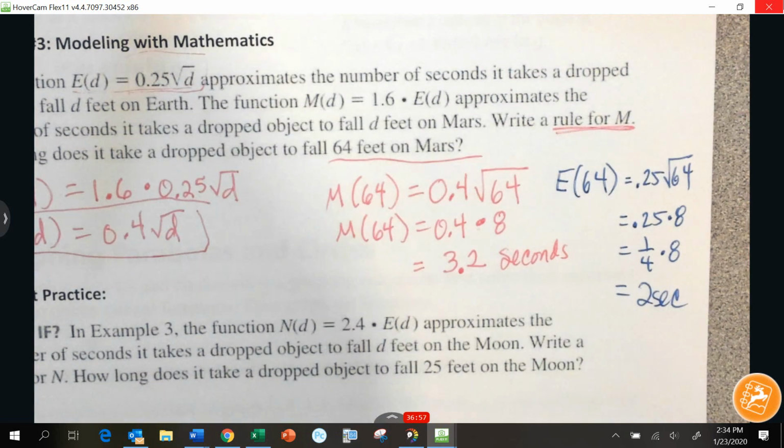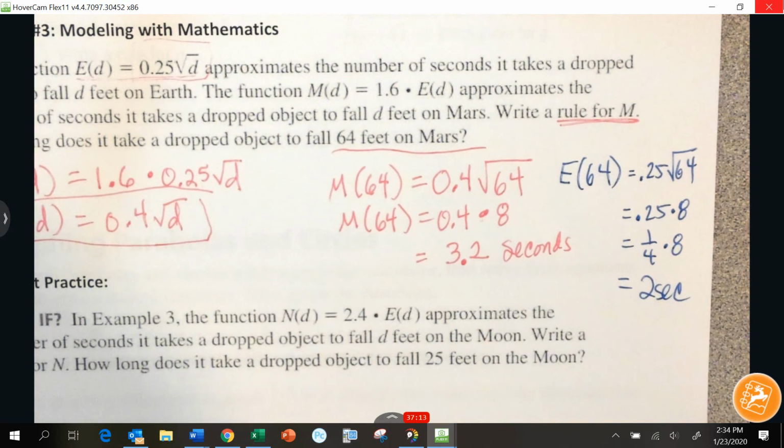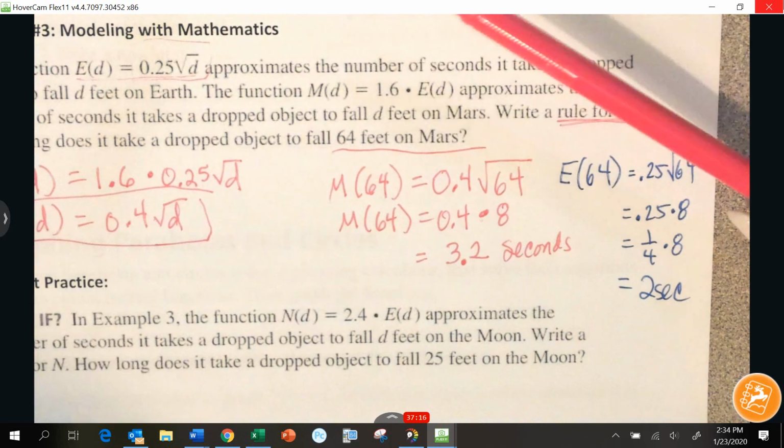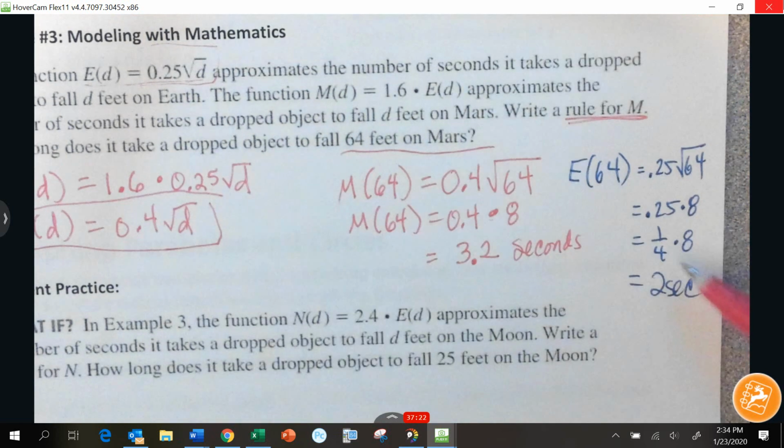Who has stronger gravity, out of Mars and Earth? Mars got 3.2. That's not the gravity. This is how long it takes an object to fall. Won't a stronger gravity pull it faster? No. Earth has a stronger gravity.